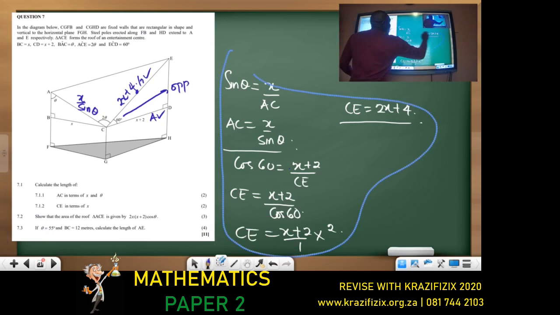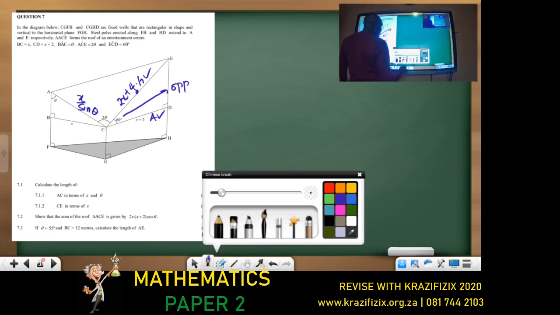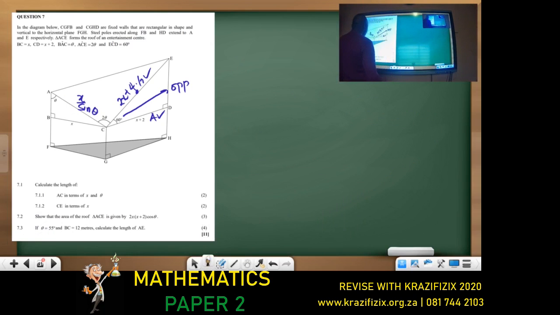Let's go work that out. We're almost done with this, and then we would hit our Euclidean geometry. Show that the area of the roof. Now, ACE, what's the area?